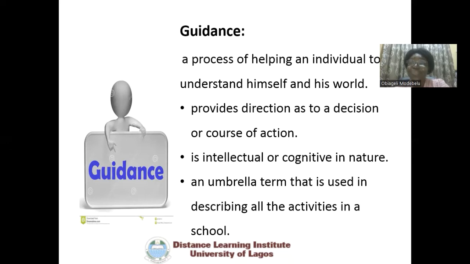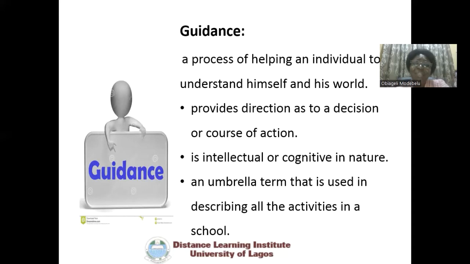So that brings us to trying our hands on the definition of guidance. Guidance is the process of helping an individual to understand himself and his world. If somebody is going somewhere and he doesn't know the way and he doesn't ask for direction, definitely he may not find his way to where he's going. This is why it is very important that somebody seeks guidance. It is a process of providing direction as to a decision to be made or a course of action.